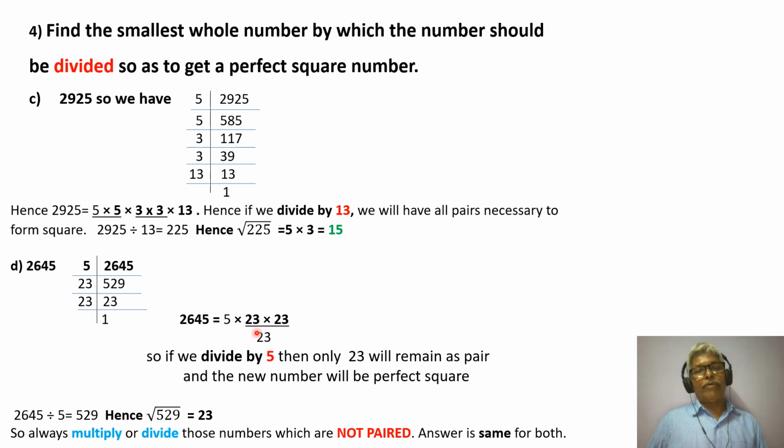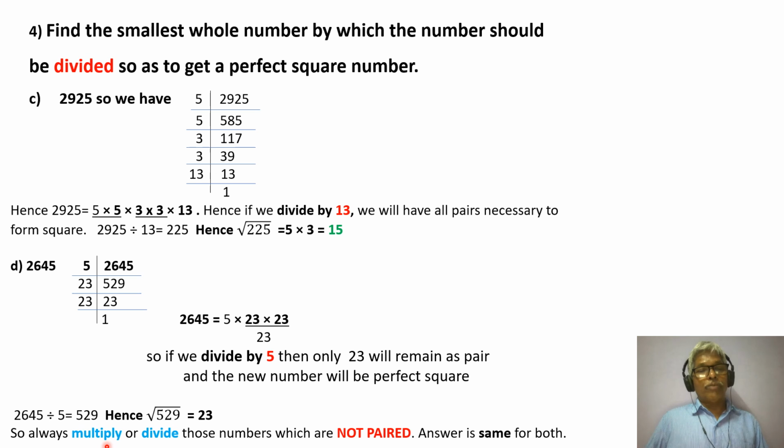Naturally, if we divide this number by 5, you will get a number which is a square of this. Very simple. Okay, so 2645 divided by 5 is 529, and hence root of 529 is 23.